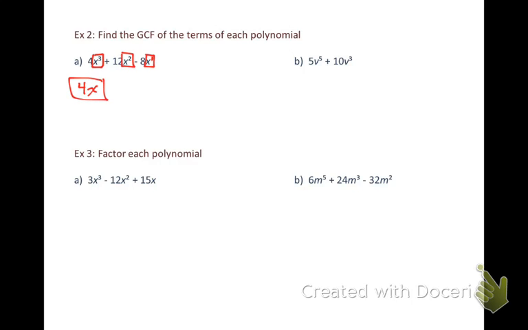B. Well, again, we're starting off with the numbers 5 and 10. The greatest number that can go into both 5 and 10 is 5. And then the variables, you have v to the 5th and v to the 3rd. There's v on both, so I can say v. And then the smallest amount we have is cubed, so it would be 5v cubed.